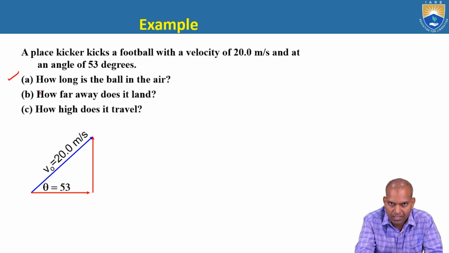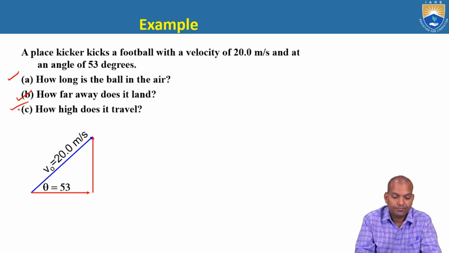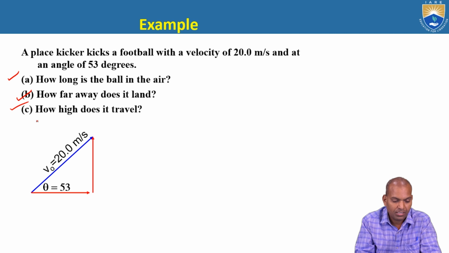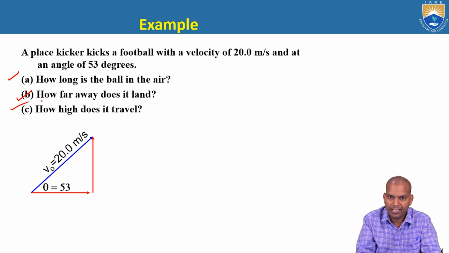How long is the ball in the air? How far away does it land? How high does it travel? How long is the ball in the air? That is the time. How far away does it land? That is the horizontal component. How high does it travel? That is the vertical component. So the time, the horizontal component and the vertical component are going to be calculated.